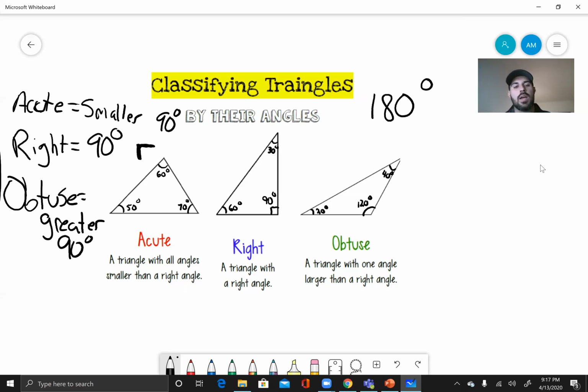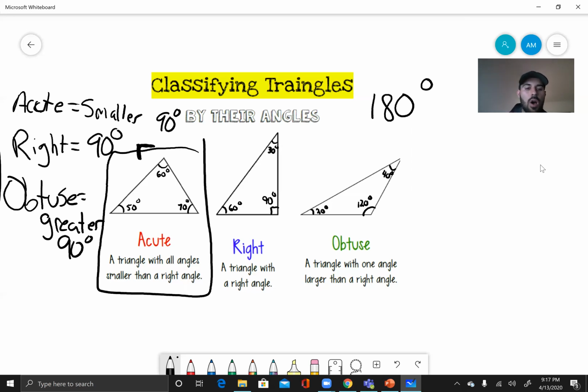So let's look at our acute triangle right here. An acute triangle has all of its angles smaller than a right angle, which is 90 degrees. So every angle is less than 90 degrees. If you look at this acute triangle, this angle right here is 50 degrees, another angle is 60 degrees, and another is 70 degrees. Every angle is less than 90 degrees, so it automatically makes it an acute triangle.